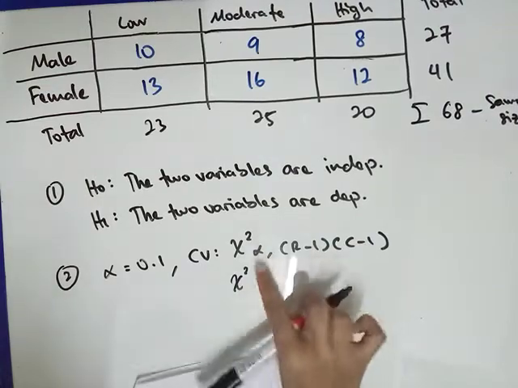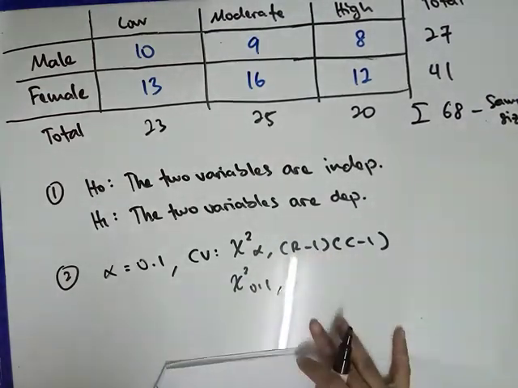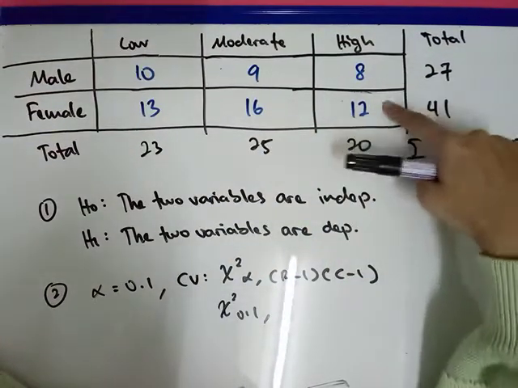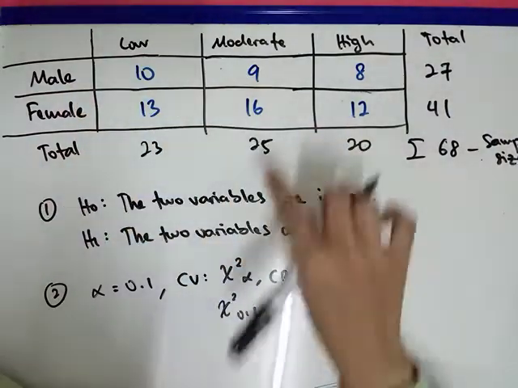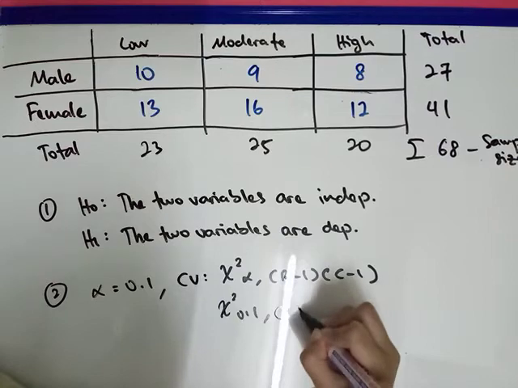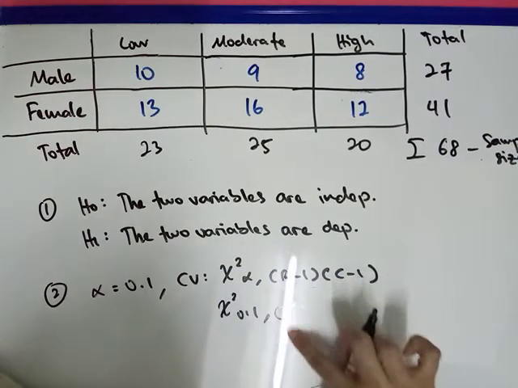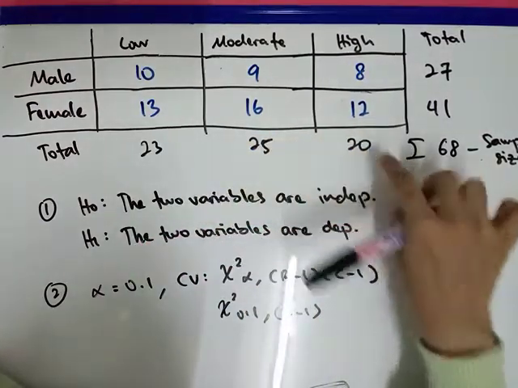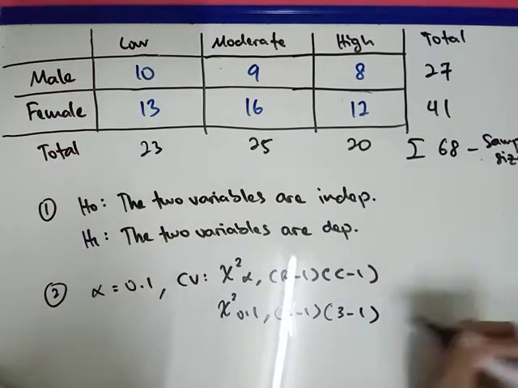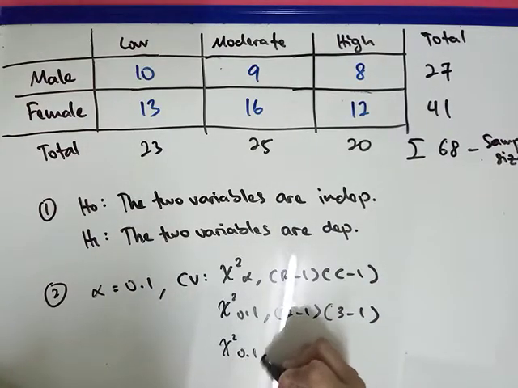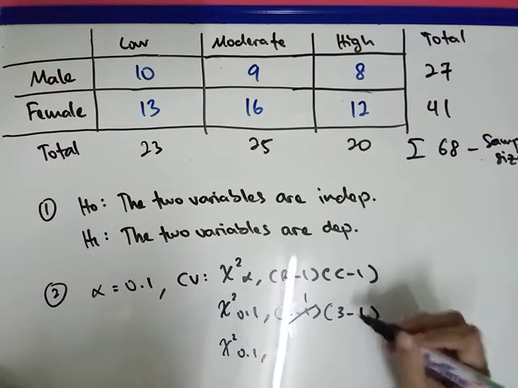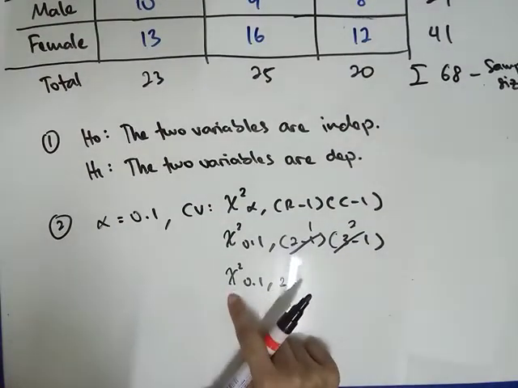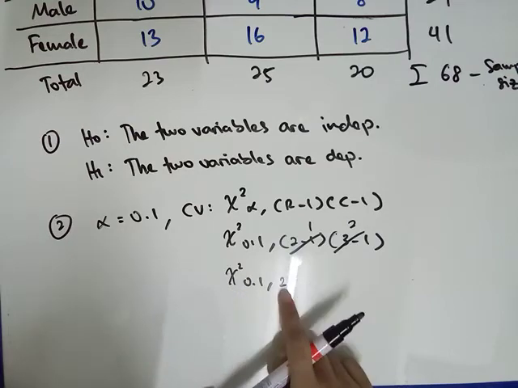So we know that alpha is 0.1. And then for R minus 1, we have 2 rows, for male and female. That means 2 minus 1, we get 1. For columns, we have 3 columns, 1, 2, 3. 3 minus 1 gives 2. So 1 times 2 we get 2. So this is the critical value, chi-square alpha 0.1, with degree of freedom 2.